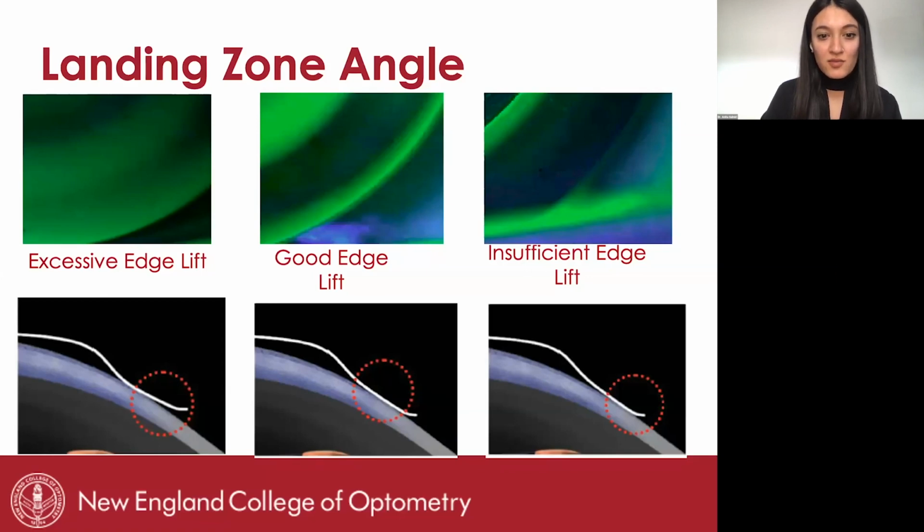In cases like this, when you have a really thin edge lift, you'll also have very limited movement. So you want to increase your edge lift, and you want to decrease the landing zone angle. The smaller the angle, the more edge lift you have, so you decrease the angle. If you have a larger angle, that indicates less edge lift, and you want to increase the LZA. This change can be made in 1 degree steps, and that will have an effective change of approximately 15 microns.